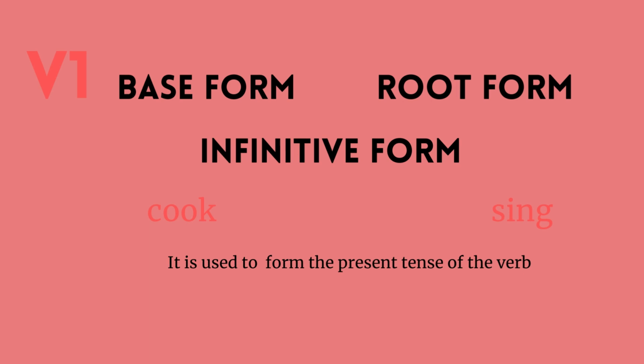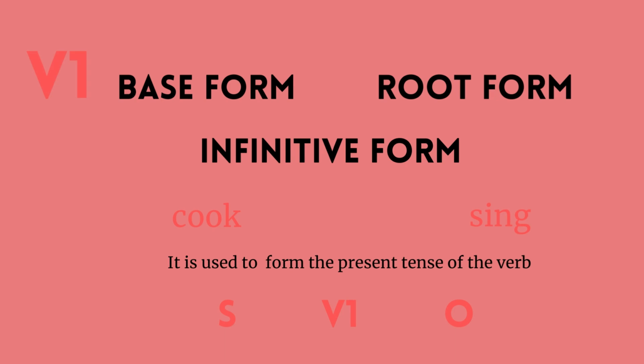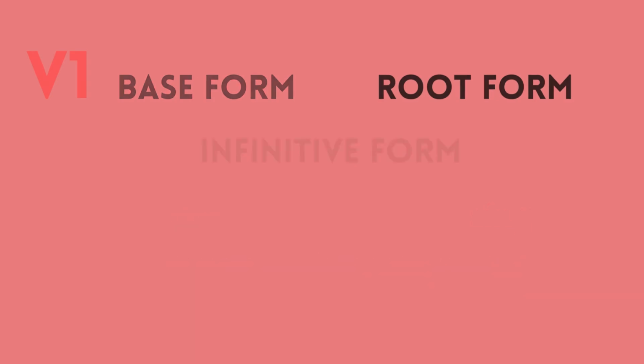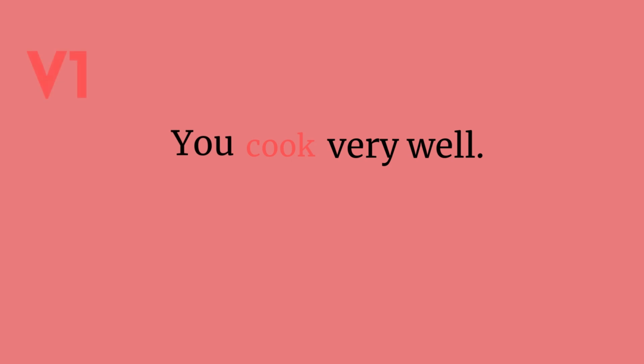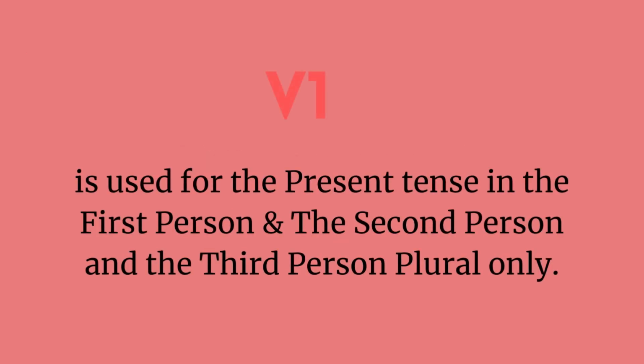V1 is used to form the present tense of the verb in a sentence. So the sentence structure will be subject plus V1 plus object. For example, you cook very well. I sing a song. Here, let me explain that V1 is used for the present tense when the first or second person is used or the plural is used. And we will understand this when we learn about the form V5.